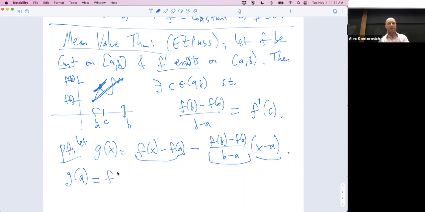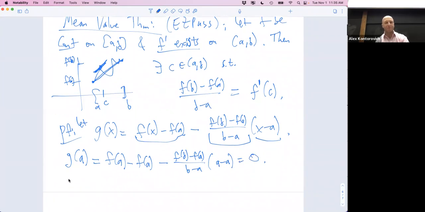So I have f of a minus f of a, that's 0, minus this average slope, f of b minus f of a over b minus a, times a minus a. I'm setting x equal to a. So g of a is 0.